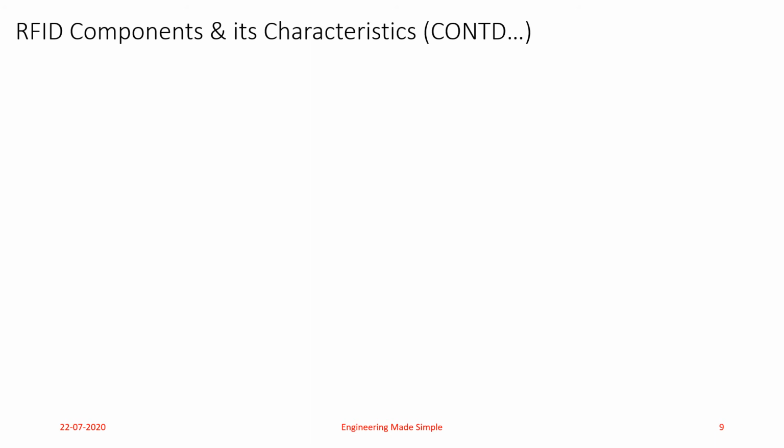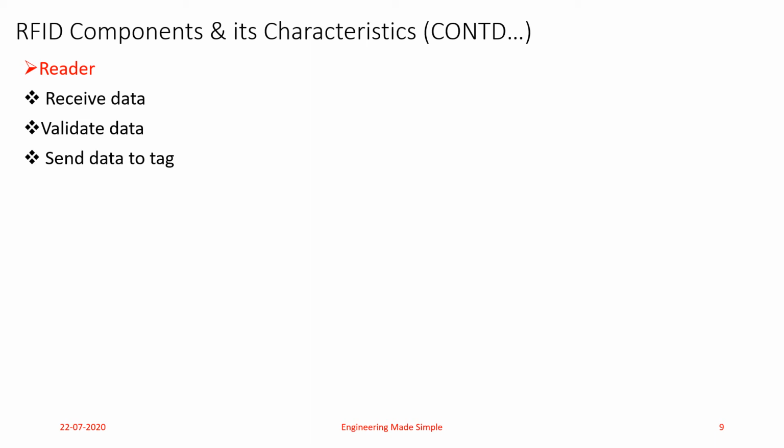The second most important component and its characteristics we are going to study is the RFID reader. So reader, what are its characteristics? A reader can receive data, validate data, meaning filtering and processing the data and removing the redundant reads. That is what we mean by validate data.